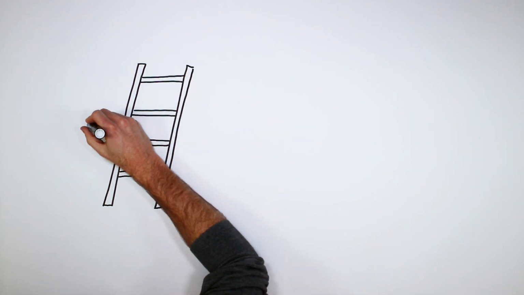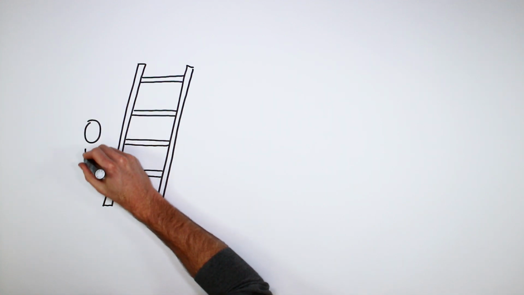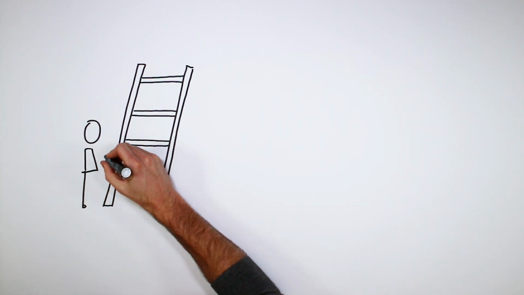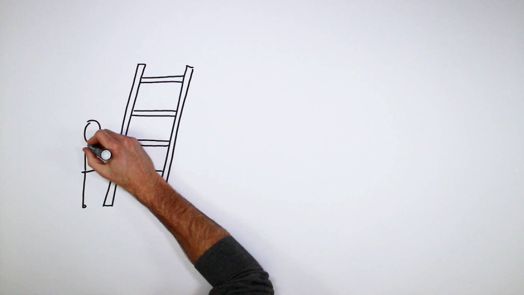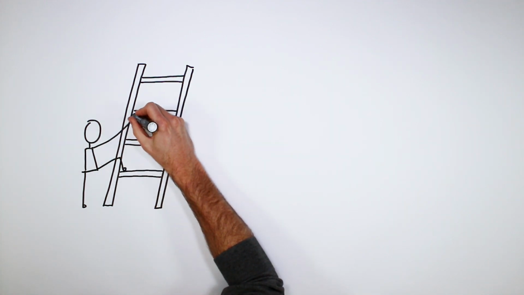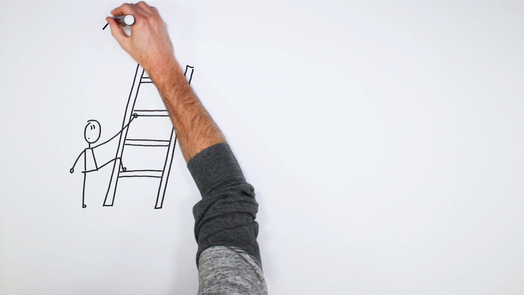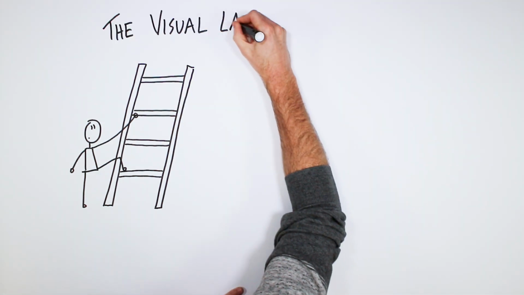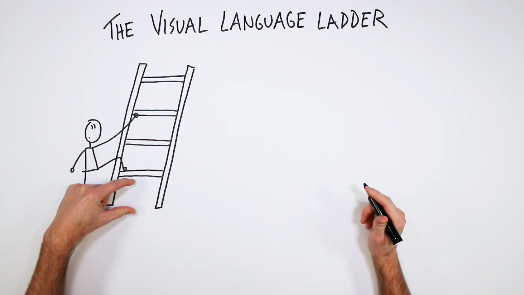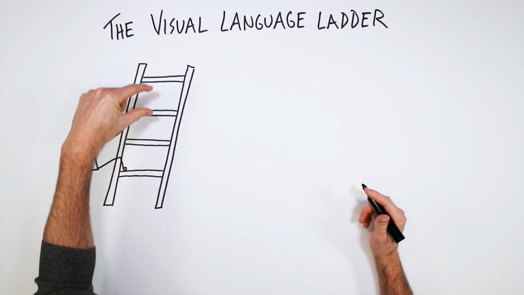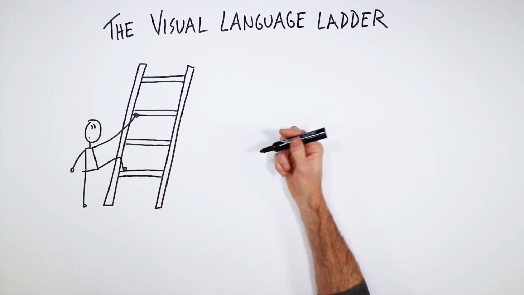In this video, I would like to share with you a tool that I've developed, a framework to help you think about what we do as visual thinkers and some of the core skills worth developing. And that framework is called the Visual Language Ladder. 4 specific types of marks that you can make to become a better visual thinker.